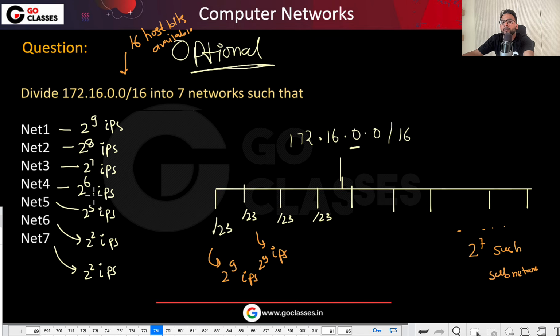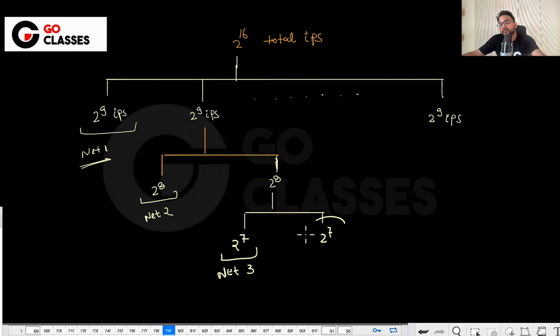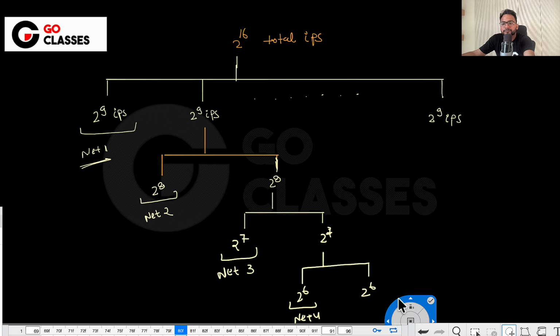Then network 4 needs 2^6. Should I assign this whole to network 4? No, I can further divide it into two parts, 2^6 and 2^6, right? Then I can assign one of the parts. It's not necessary that I assign this one only, I can assign this also. Let's suppose this one to network 4. Now network 5 needs 2^5 IPs. Should I give the whole? No, I can further divide this into two parts.